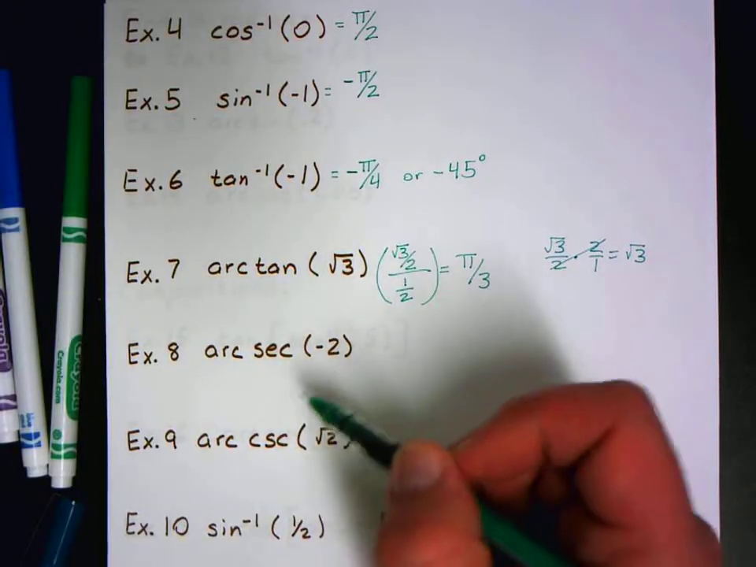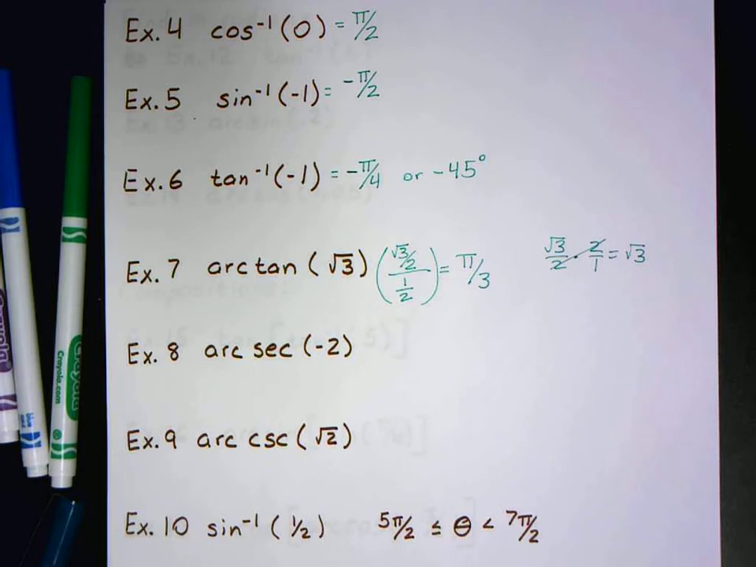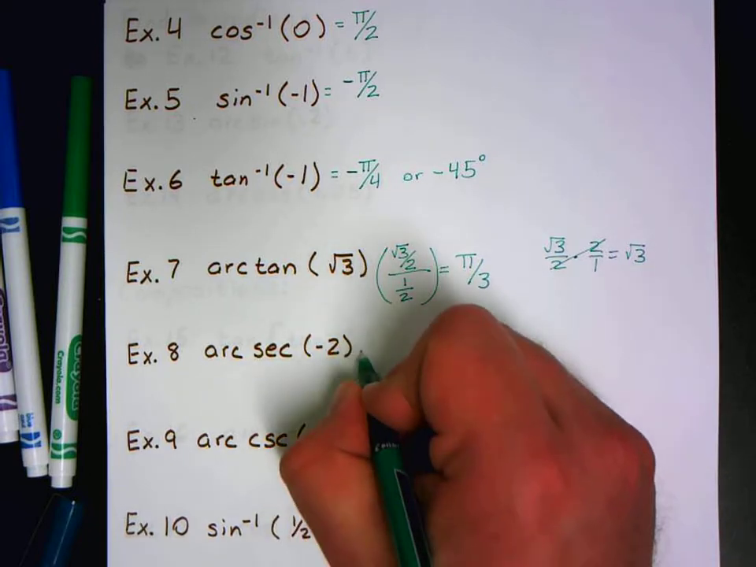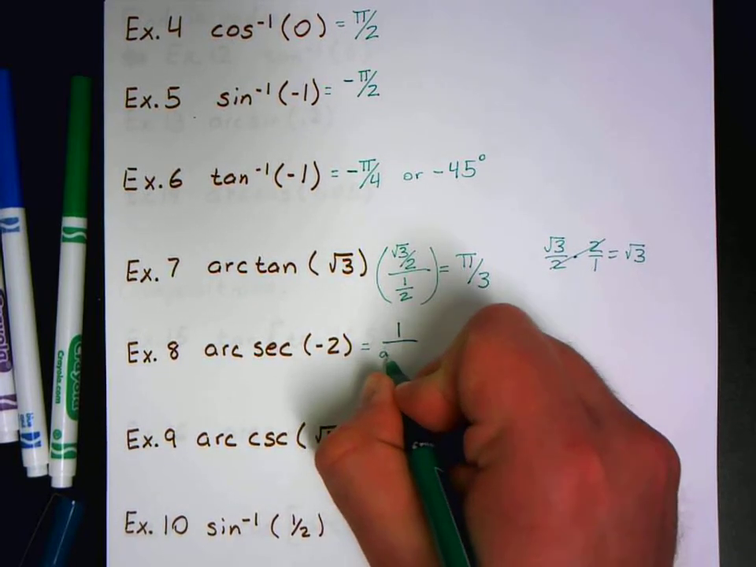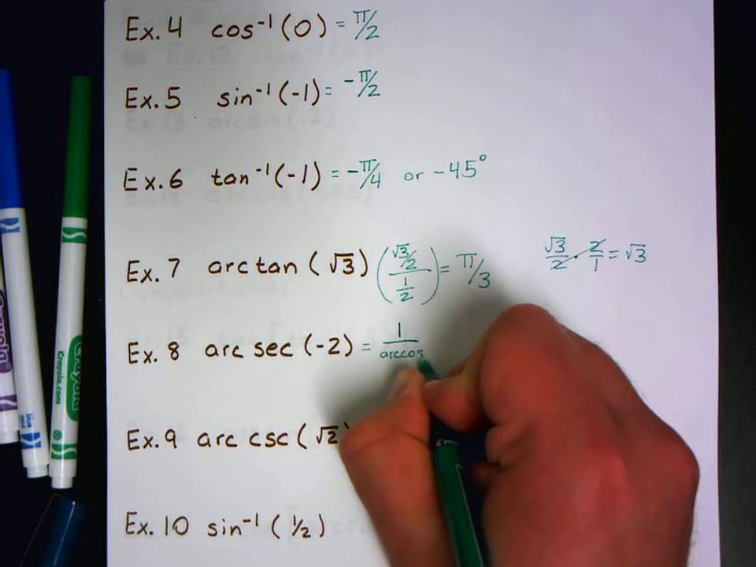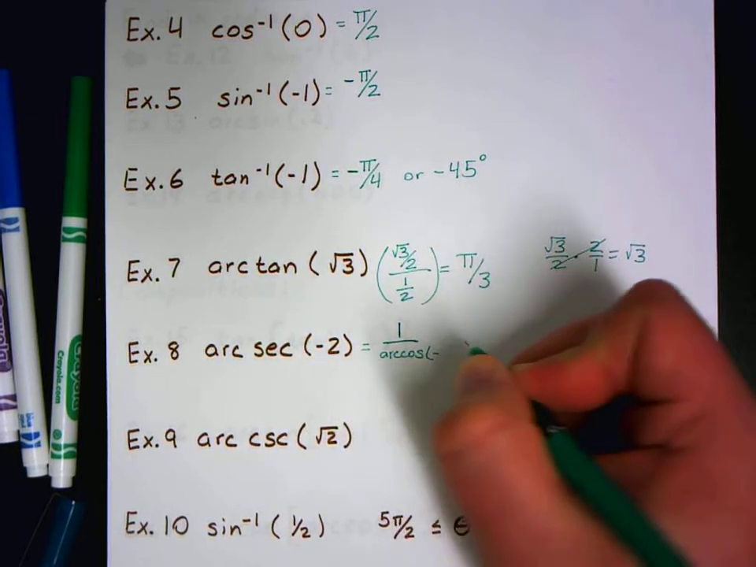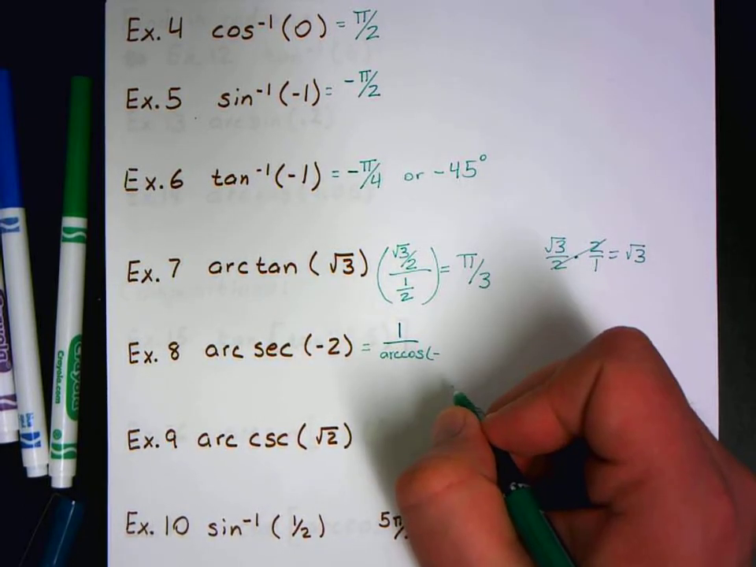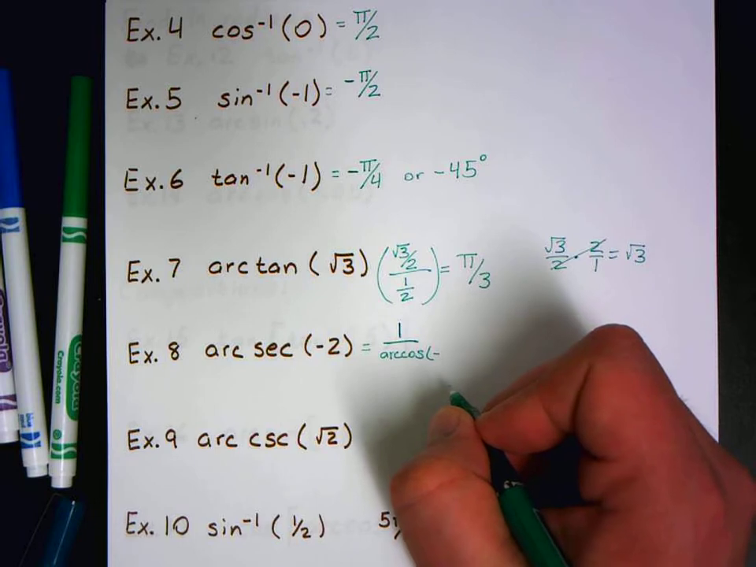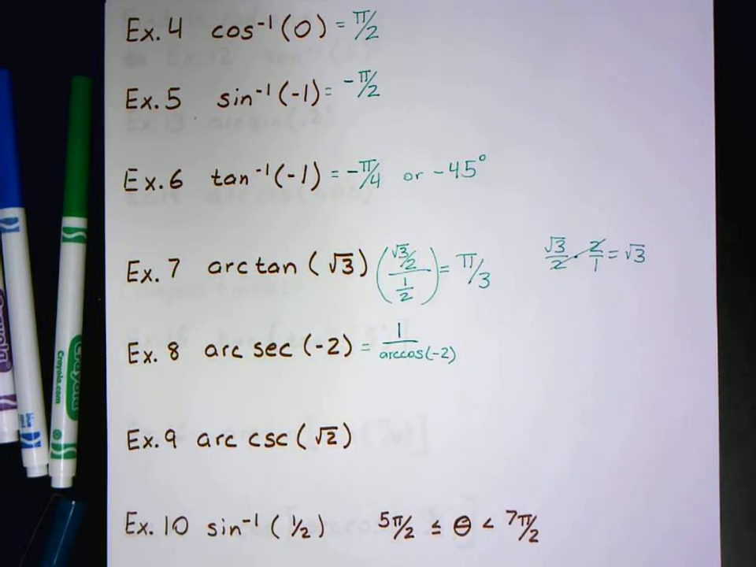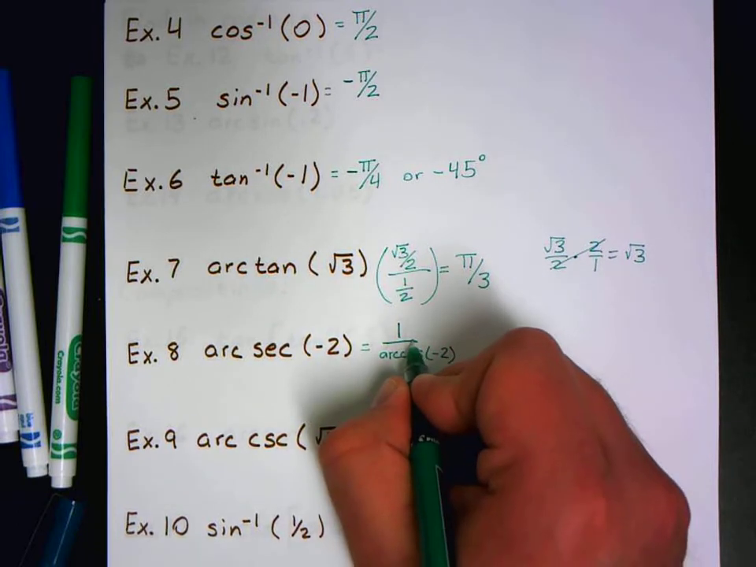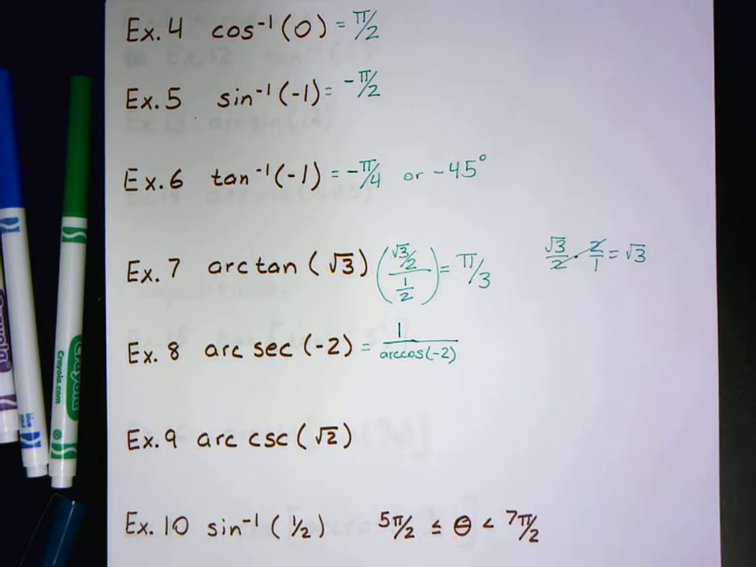Okay, arcsecant. We haven't talked about arcsecant. How do I get arcsecant? 1 divided by arc cosine of negative what? -2. Where's cosine equal -2?